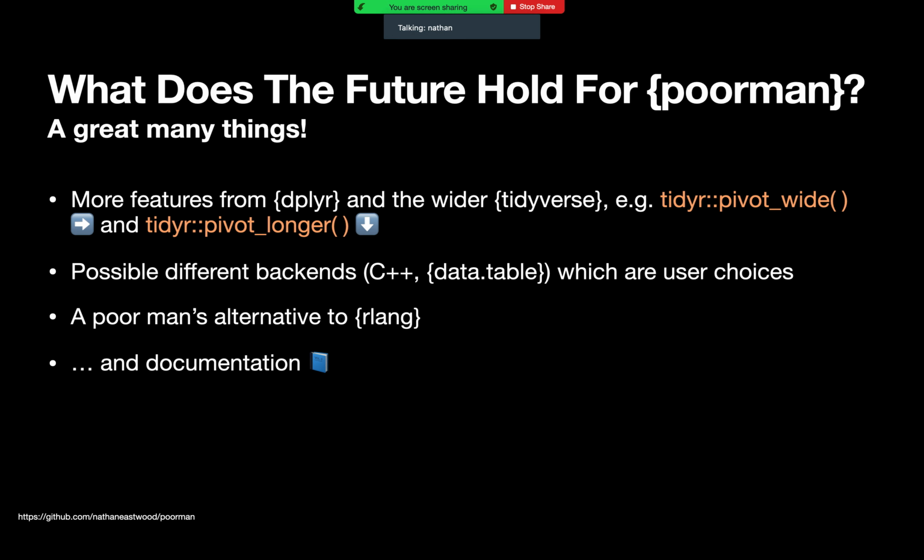But what's really nice is because I've developed the package in such a way that it utilizes the S3 class system, I'm considering adding a data.table backend for poorman. But this will be a completely user choice. So this will be a suggested package for poorman. If you have it installed, or if you would like to install it, then by all means, you can then potentially use poorman's API, or rather I should say, of course, dplyr's API within the poorman package, but with the speed of data.table in the backend.